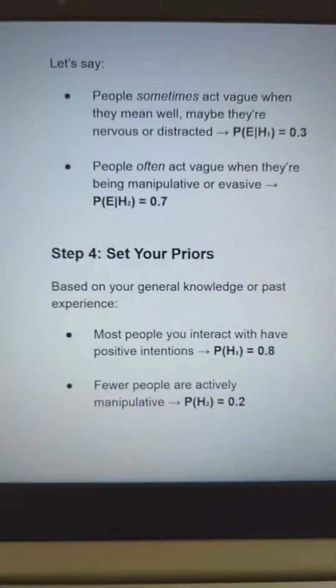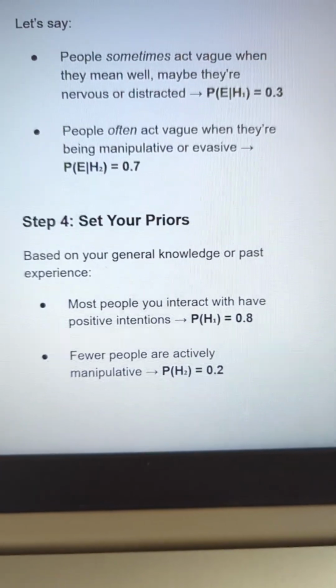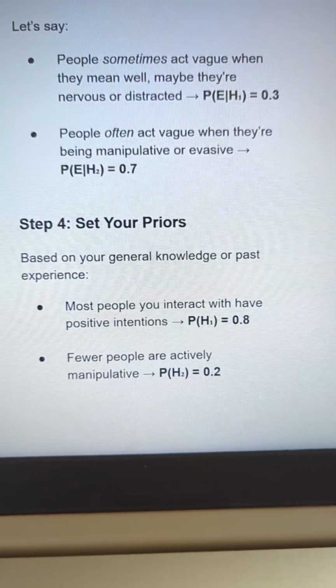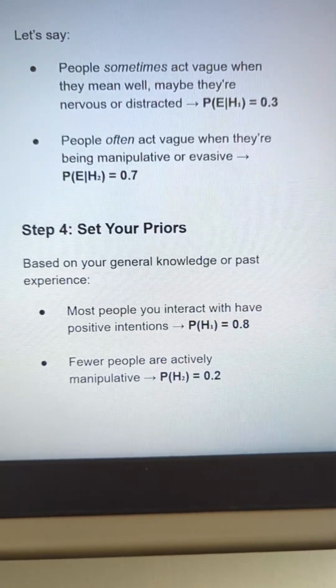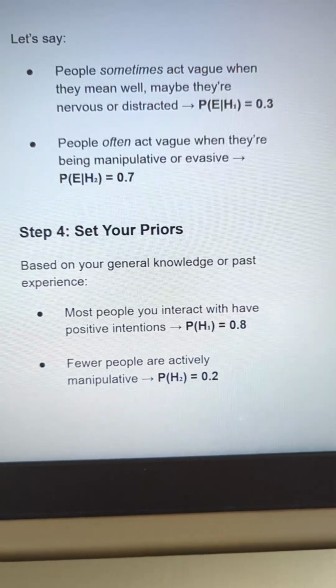I made up 0.3 or 30%, and 0.7 or 70% for the other one, but it's up to you. You could make this 0.2 and the other one 0.8. You could make them closer: one is 0.45, the other one is 0.55. As you'll see, it doesn't really matter how precise you are with this.